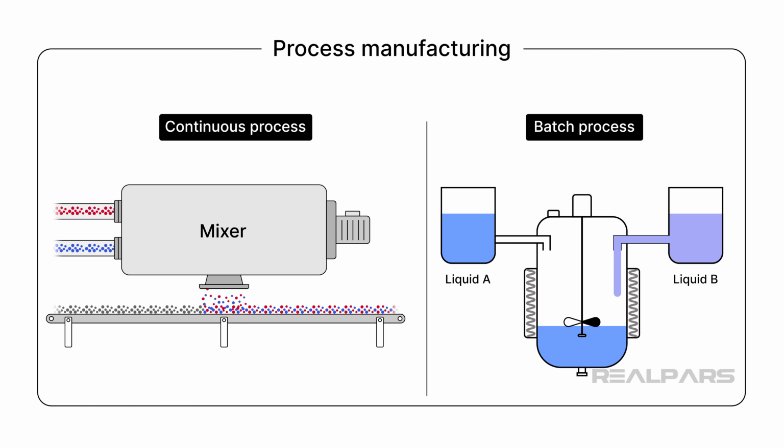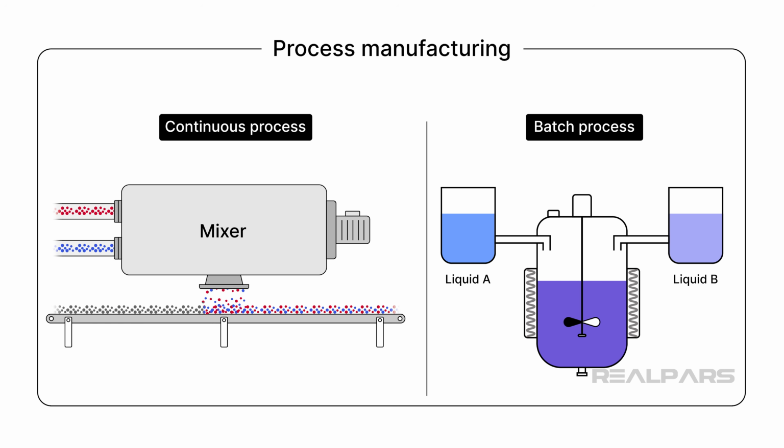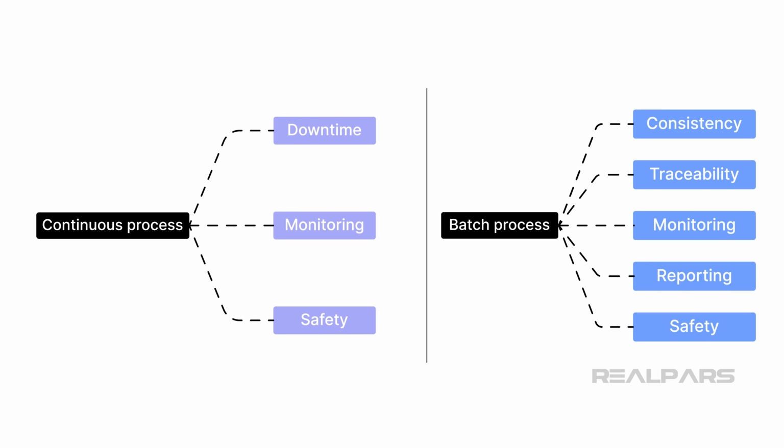In this video, I'll explain the difference between a continuous and batch process and discuss how these differences affect the way processes are controlled. By the end of the video, you will know what is meant by process manufacturing, what a batch process is, what a continuous process is, and what the major concerns are when it comes to controlling both batch and continuous processes.